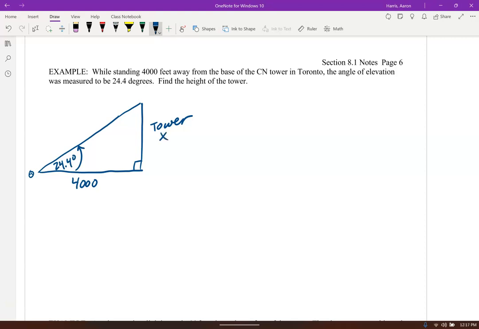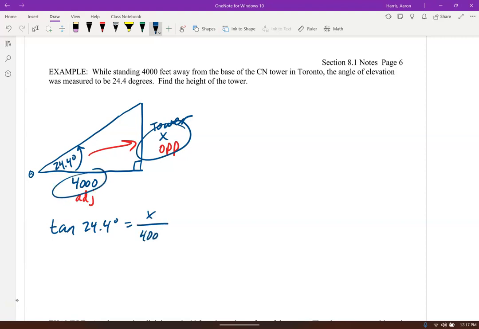So let's go ahead and let this be x. And hopefully you're thinking to yourself, which trig function am I going to use? This is the opposite side. This one right next to it is the adjacent. Who is opposite over adjacent? Let's use tangent. So tangent 24.4 degrees is the opposite side, x, over the adjacent side, 4,000. And then we'll just solve that.